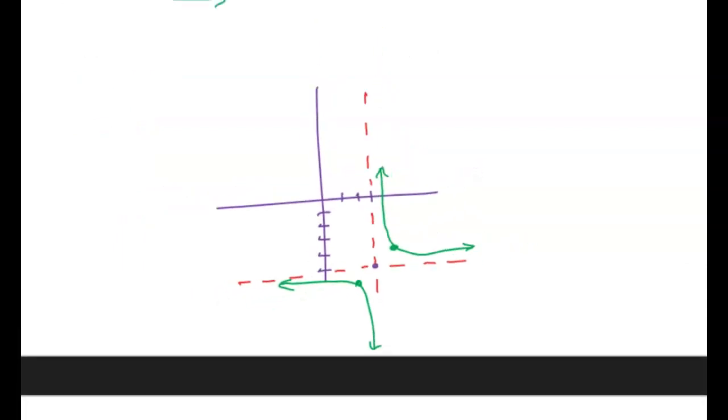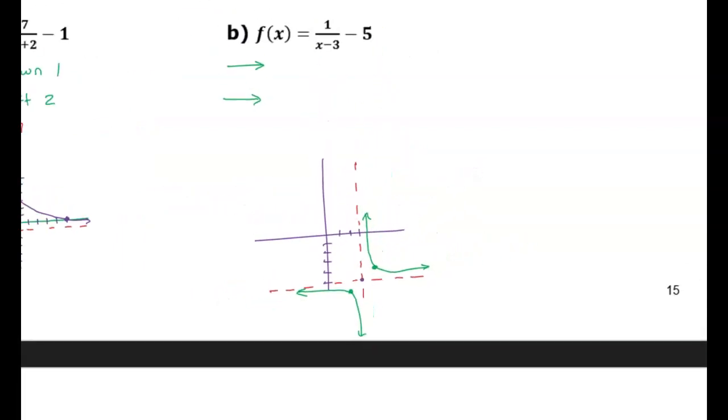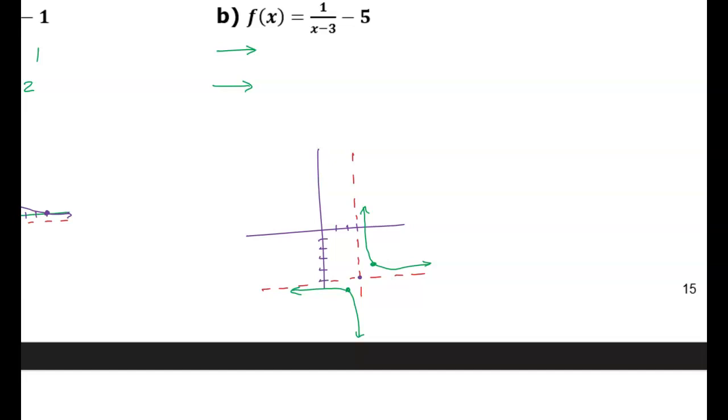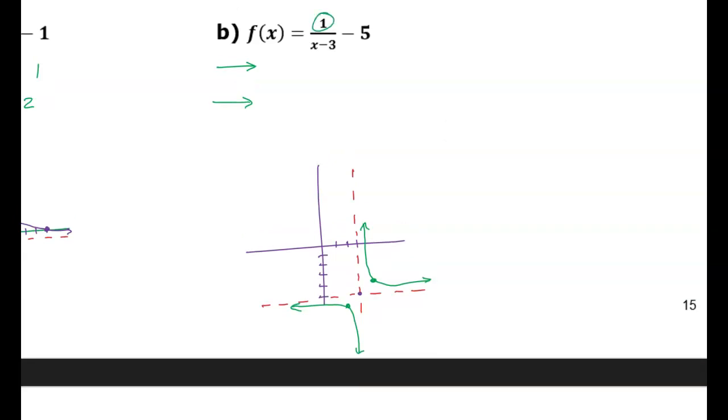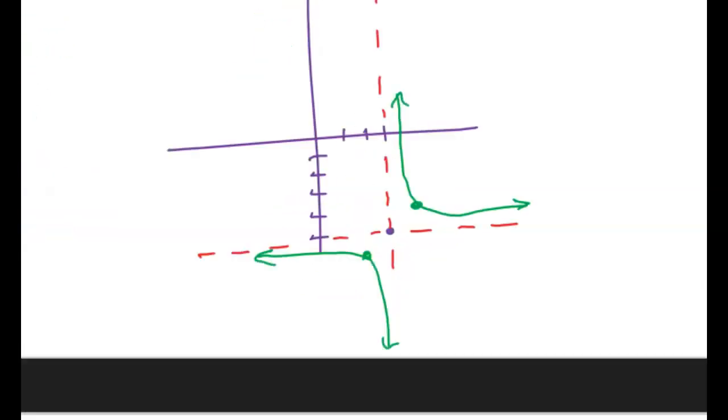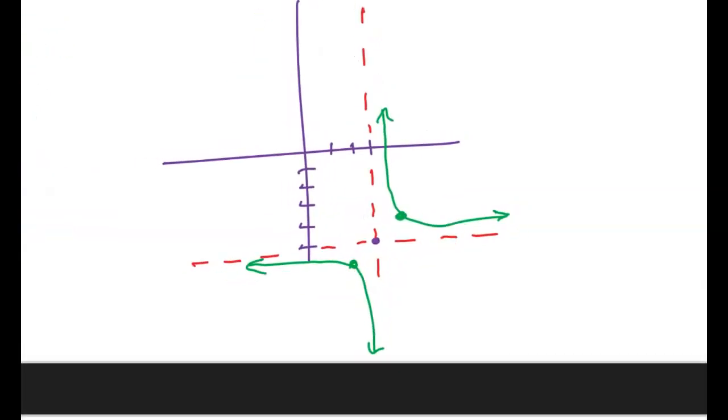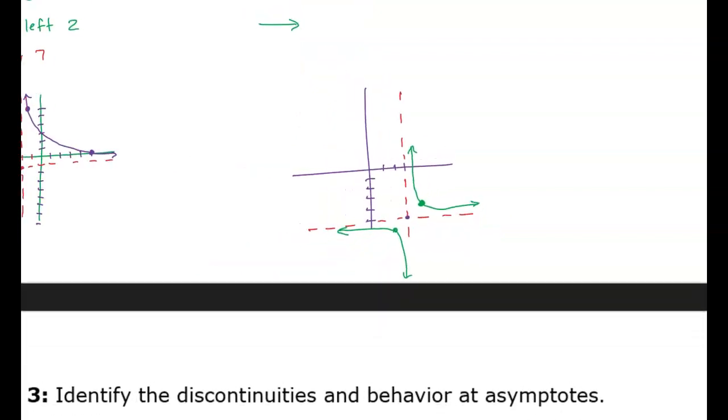All I did was move the center of my asymptotes right 3 and down 5. And then because there is no stretch, our perfect points are always up 1 over 1 from the center of our asymptotes.